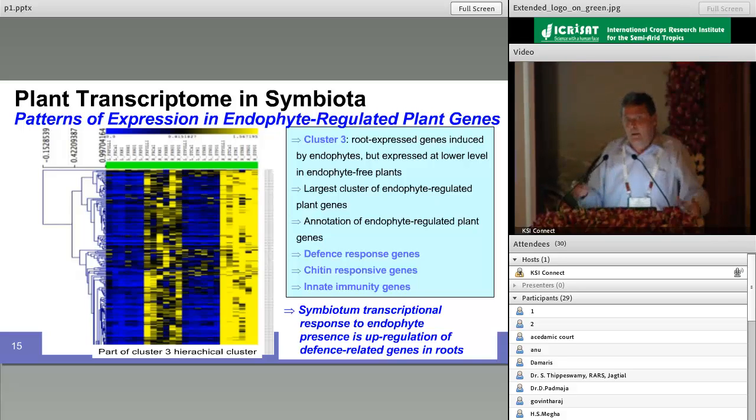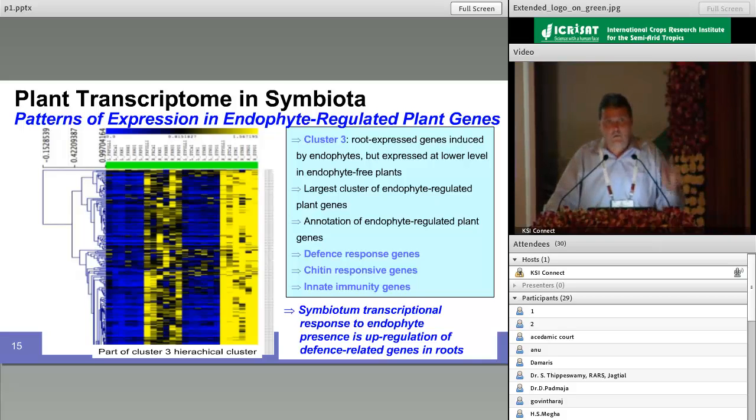So in summary, the key point I'm trying to make is that the endophyte will colonize the aerial part of the plant and will hijack the plant transcriptome machinery in order to protect particularly the root system, which it is not colonizing directly. So the symbiotum transcriptional response to the endophyte presence is primarily an upregulation of defense-related genes in the roots.